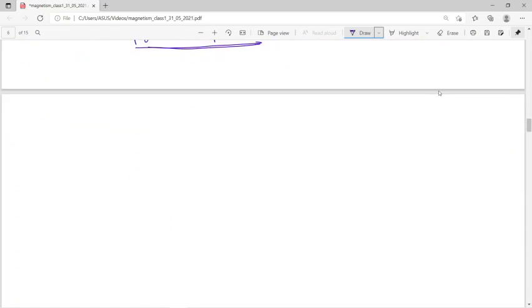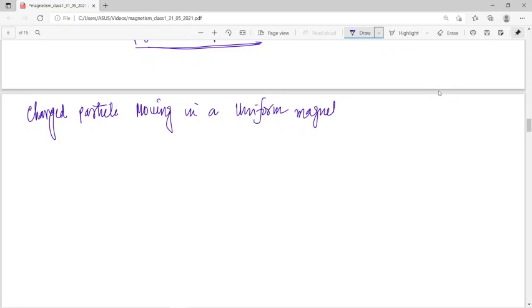There is also another important thing: what should be the path when the charged particle is moving in a uniform magnetic field? So what should be the locus? What do you know about that? That means when a charged particle moves in a uniform magnetic field, what happens?